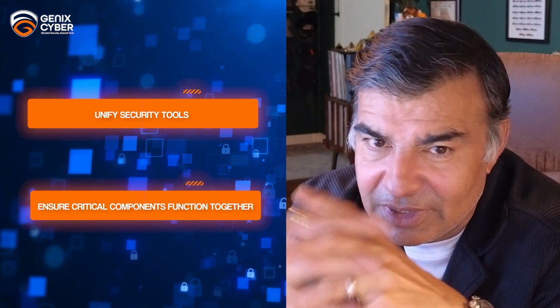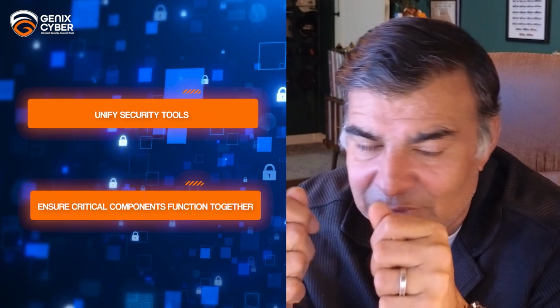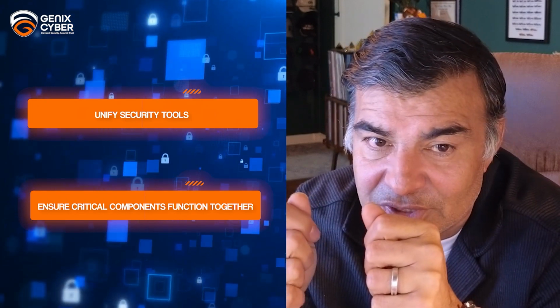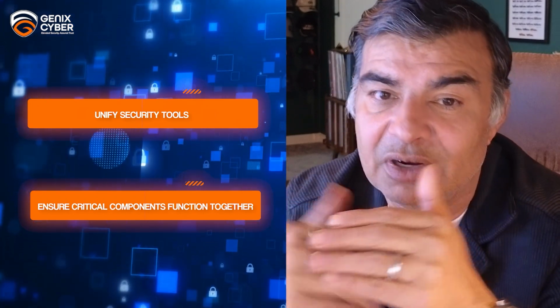So consolidate would essentially, as the name suggests, start by unifying your security tools. Ensure that critical components like SIEM and IAM are not just integrated but function together as part of a cohesive system. This consolidation removes silos and creates a unified security infrastructure, giving you a more powerful and reliable view of your overall security posture.